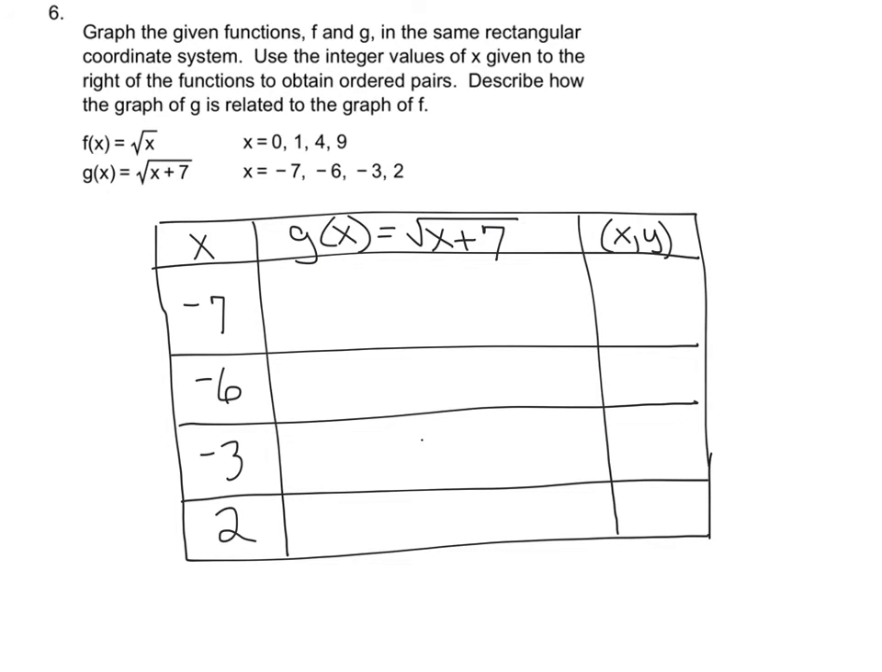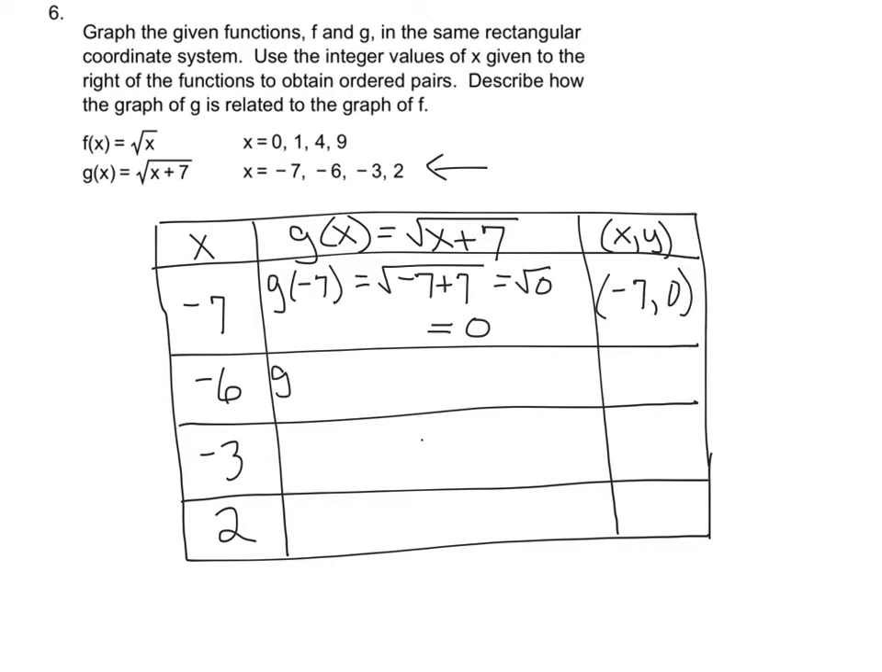So here I have a similar chart, but now I am evaluating g of x equals the square root of x plus 7. So my first column represents all of the x values that are given to me in the problem. My second column represents the function, and my third column represents the ordered pair that I'll find. So first we'll plug in a negative 7 for x. So I have g of negative 7 equals the square root of negative 7 plus 7. And that equals the square root of 0, and the square root of 0 is just 0. So my ordered pair is negative 7, 0.